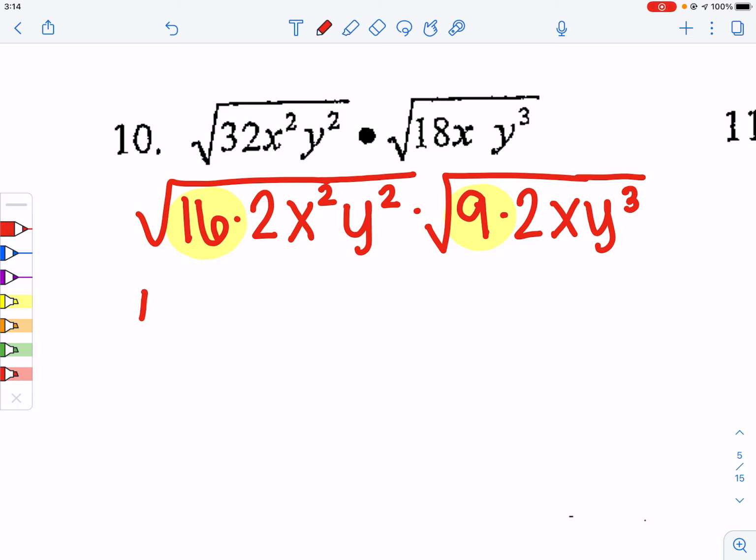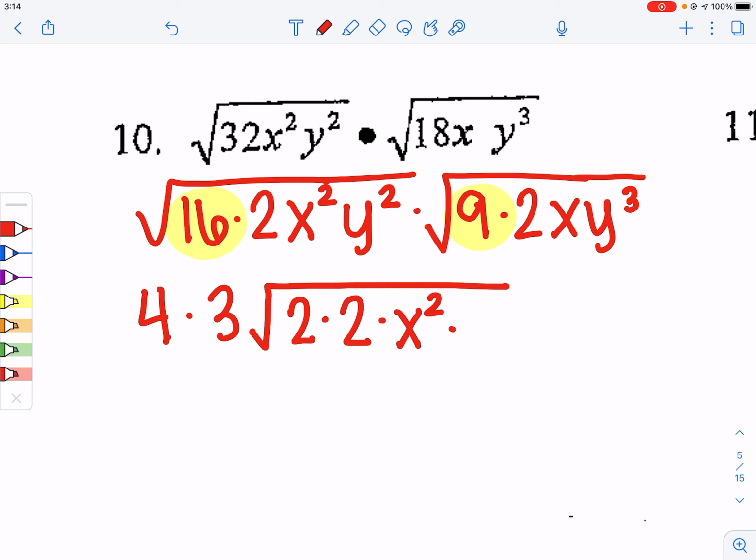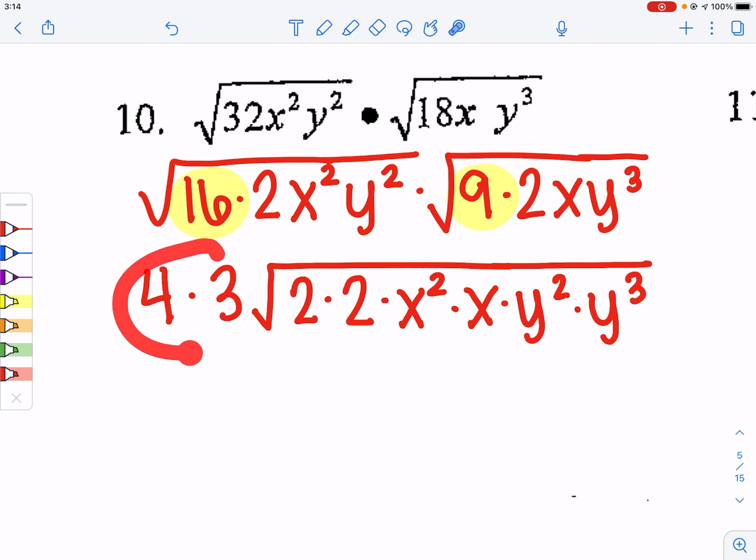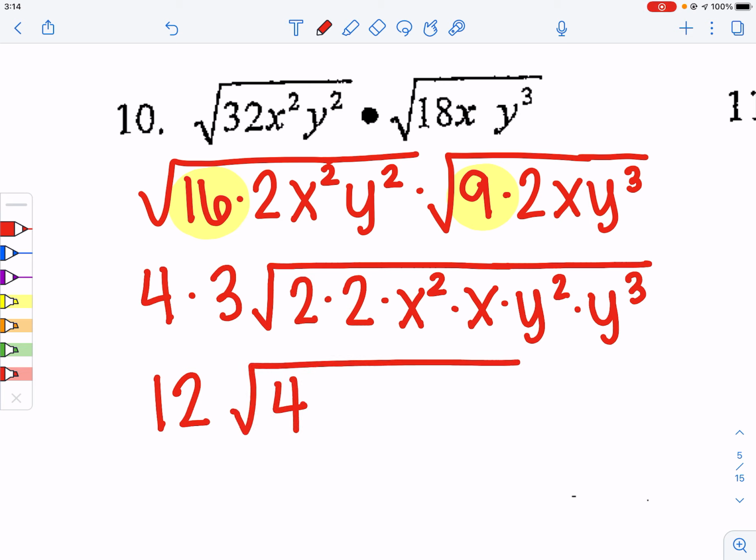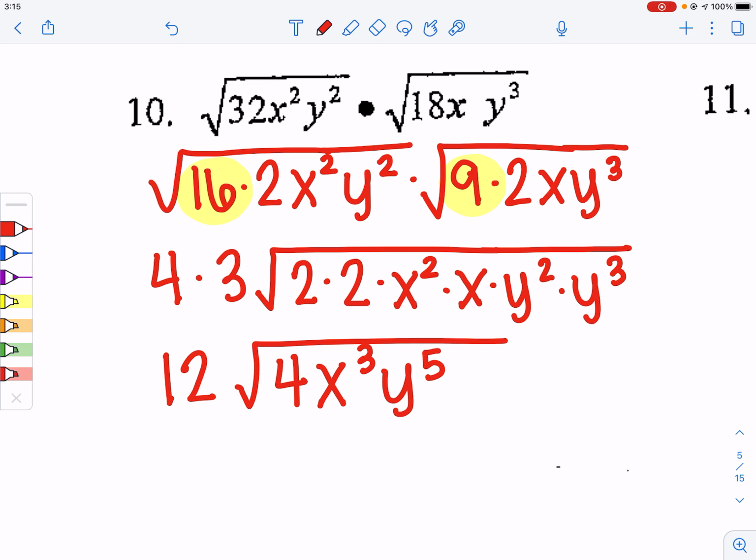I know the square root of 16 is 4, I know the square root of 9 is 3, and then everything else that's left over, all of this stuff, I'm going to multiply it in here. So I have a 2, I have an x squared and an x, I have a y squared and a y to the third. So that's everything inside my square root there. Okay, so I know that 4 times 3 gives me 12. And then inside my square root, I have 2 times 2 is 4, x to the third, y to the fifth, which I'm just going to have to break those up anyways.